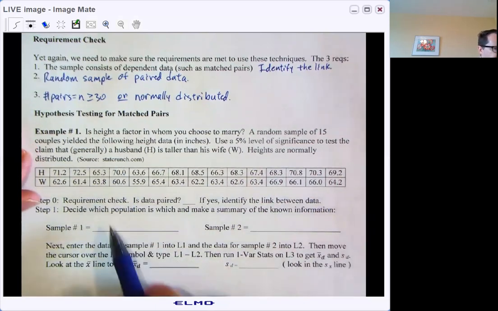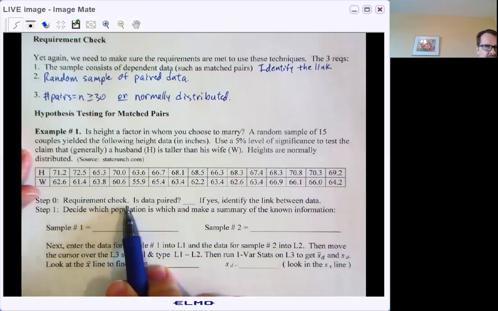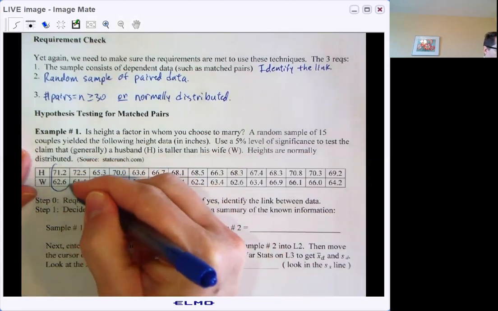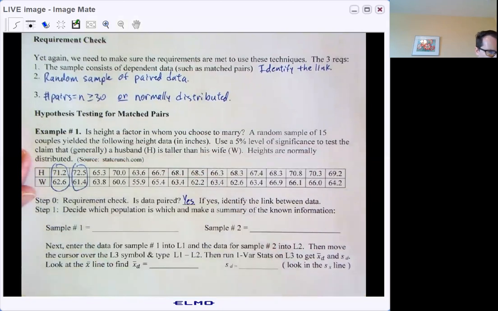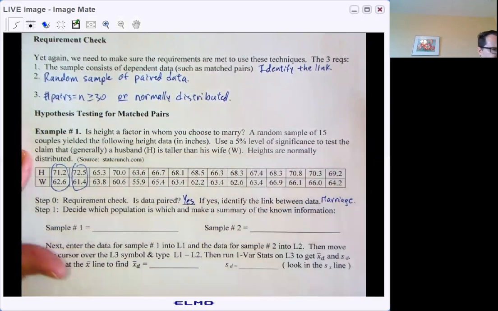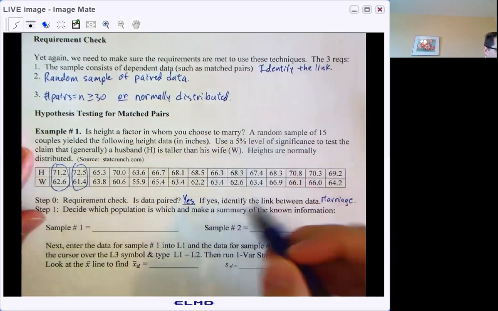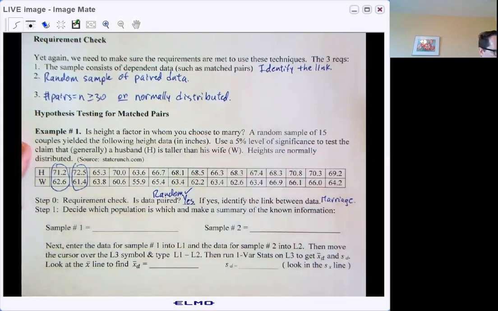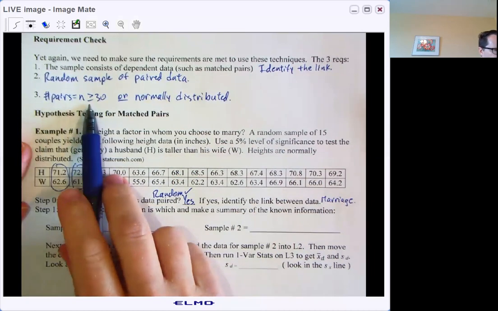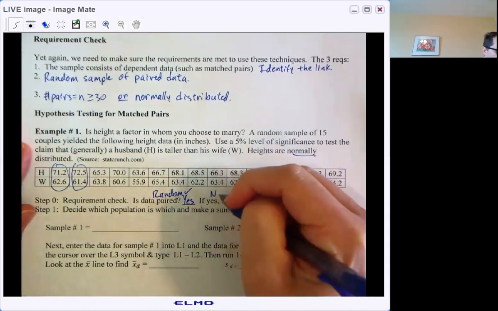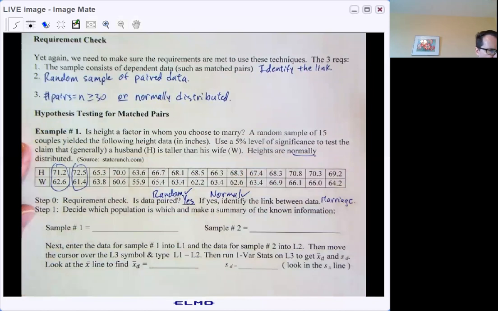So first off, let's do our requirements. Is the data paired? The answer is yes. Each one of these represents a marriage couple, so they are paired by marriage. Did we have a random sample? Yep, so we'll write random check. Now, was the number of pairs greater than or equal to 30? The answer is no, but heights are in fact normally distributed, so we'll go with that.